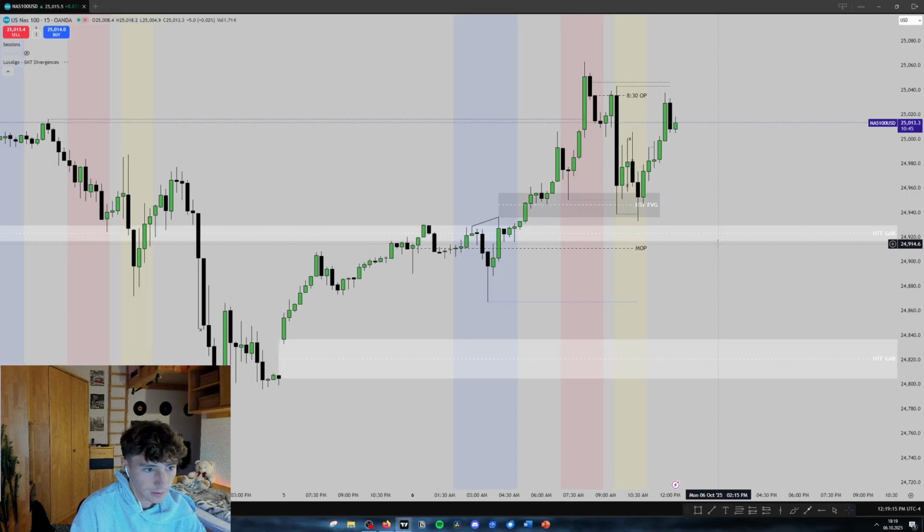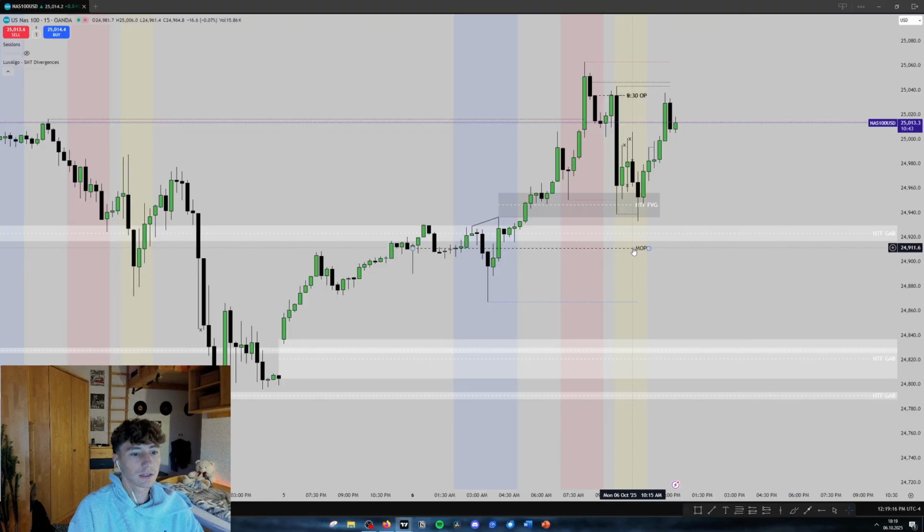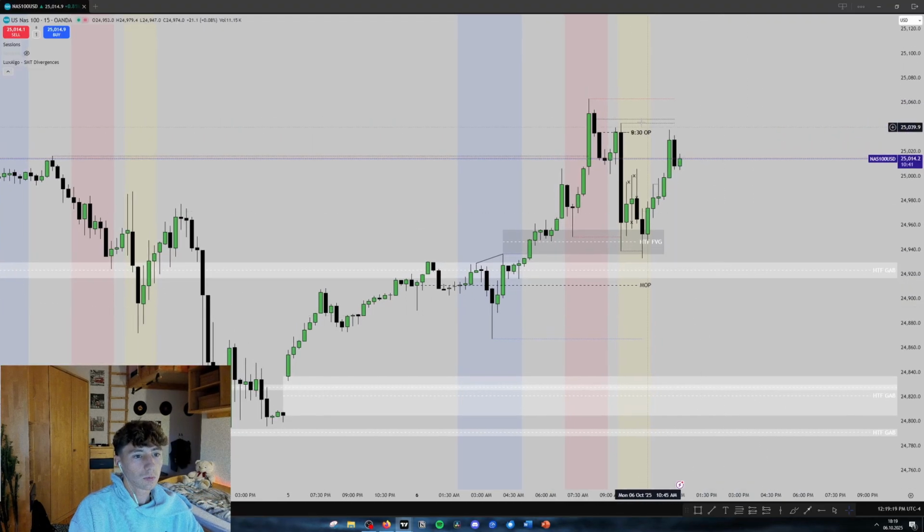So that's what basically is important to us. Right here we have the midnight opening price. We have both opening prices, the 8:30 and the 9:30 opening price stacked just over each other, so that's why they are not really clear. So right here we have London lows, we have also our higher time frame gap, and therefore you can already see the big SMT we have.